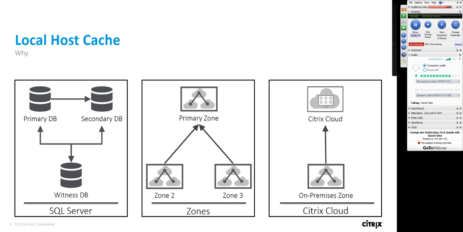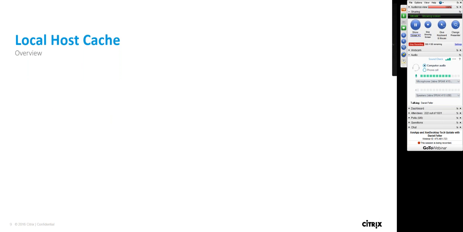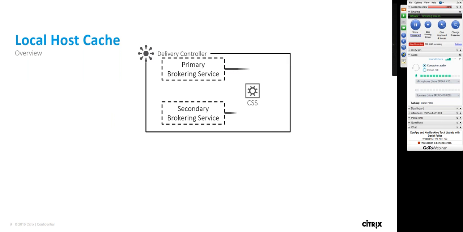And your on-premises is a zone from the cloud. And again, now you have to deal with SQL database issues, the licensing costs again. So this is the whole point of localhost cache.